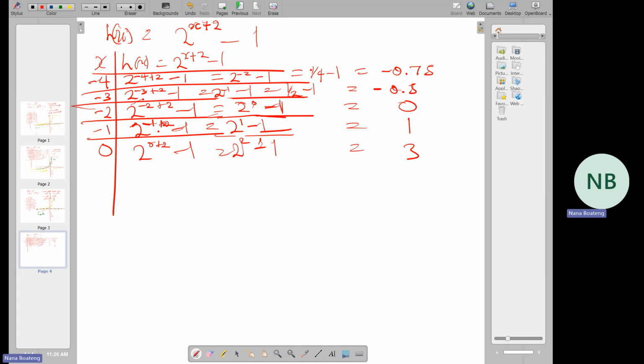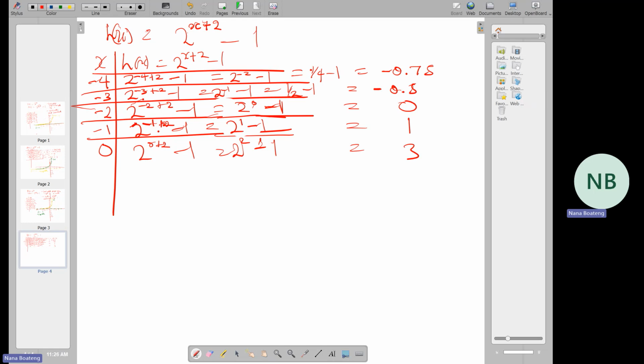All right, so let me graph this here. On the x-axis, we have 0, -1, -2, -3, and -4, and here 1, 2, 3, 4. And on the y-axis, we have 1, 2, 3, 4, and here -1, -2, -3, and -4.